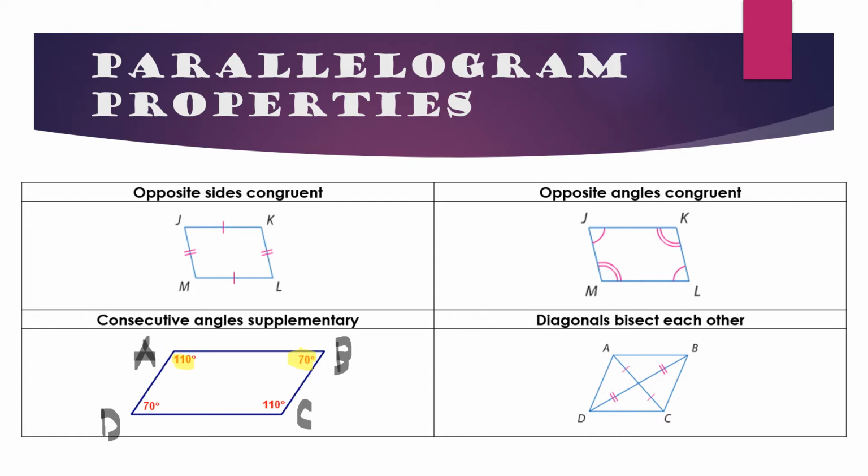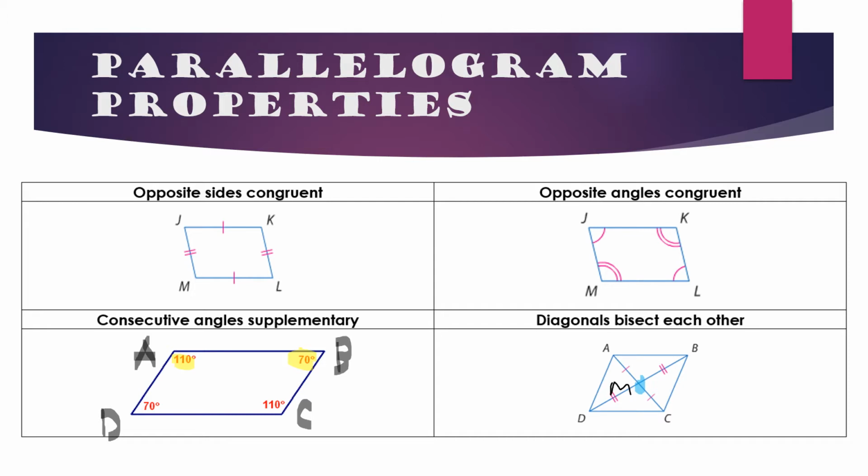The final property of a parallelogram is that the diagonals bisect each other. So what that means is when you draw the diagonals, those are the lines that go to opposite corners of your parallelogram. So AC and BD. AC is one diagonal and BD is your other diagonal. They actually cut each other in half. So they intersect at the midpoint. And so if I called that point M, then AM and MC are going to be congruent, and likewise DM and BM would be congruent. So those diagonals cut each other in half, or they bisect each other.